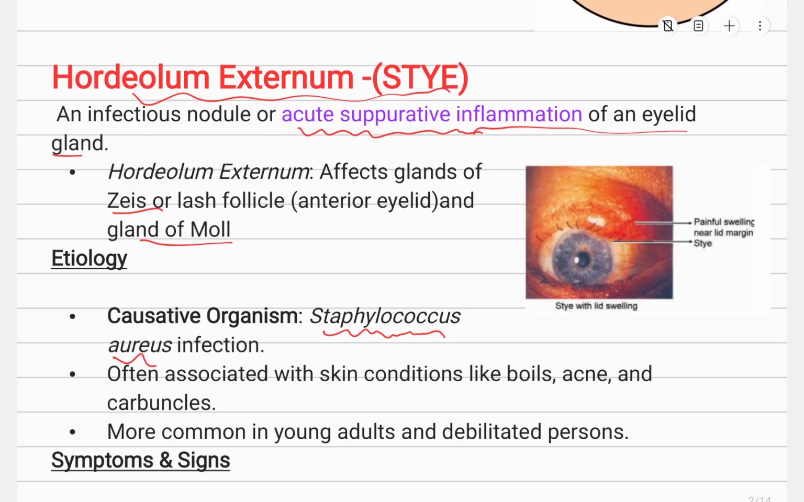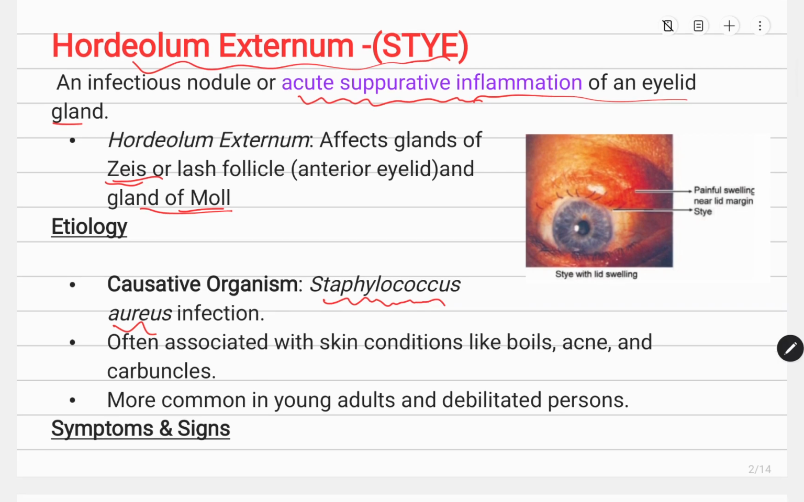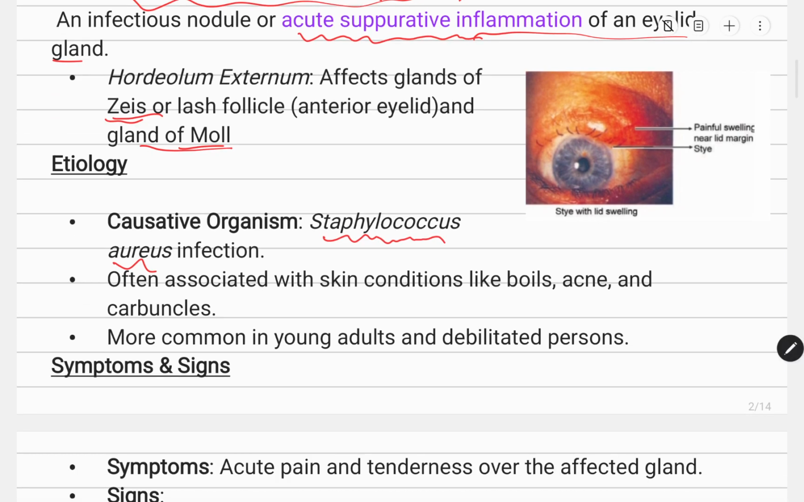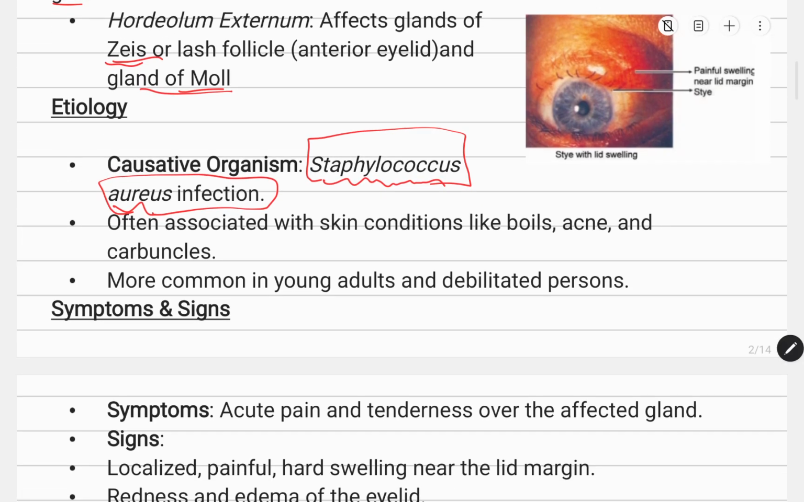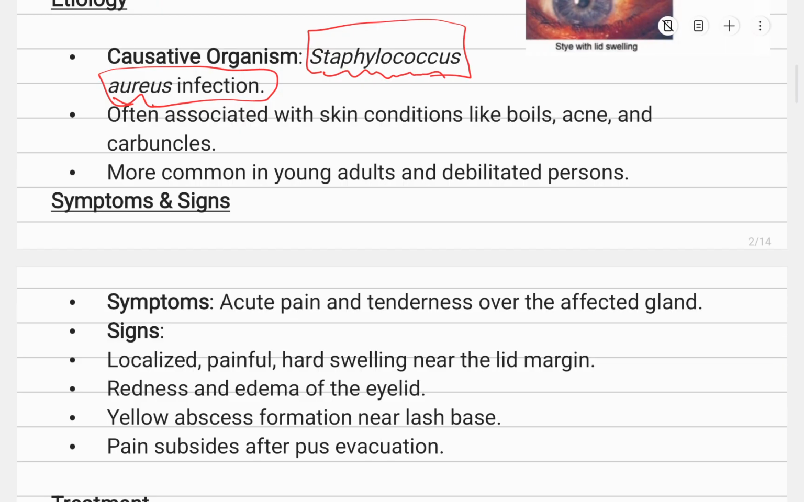First one is that it affects the gland of Zeis and gland of Moll instead of the Meibomian gland. The other thing is there is the presence of a causative organism which was absent in the Chalazion. The other thing that differentiates it is there is the presence of acute pain and tenderness. In the Chalazion there was no pain. So it is a localized, painful, hard swelling near the lid margin.